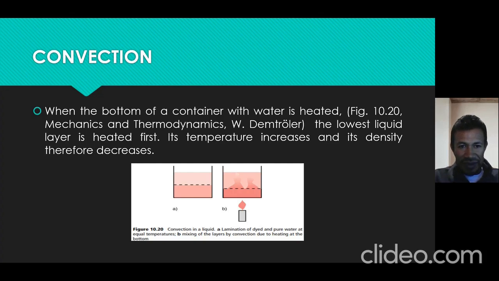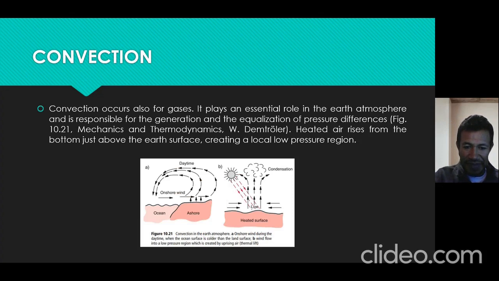This convection of liquids can be demonstrated by coloring the lower layer and observing how this colored layer moves upwards when the bottom of the container is heated. Convection occurs also for gases.